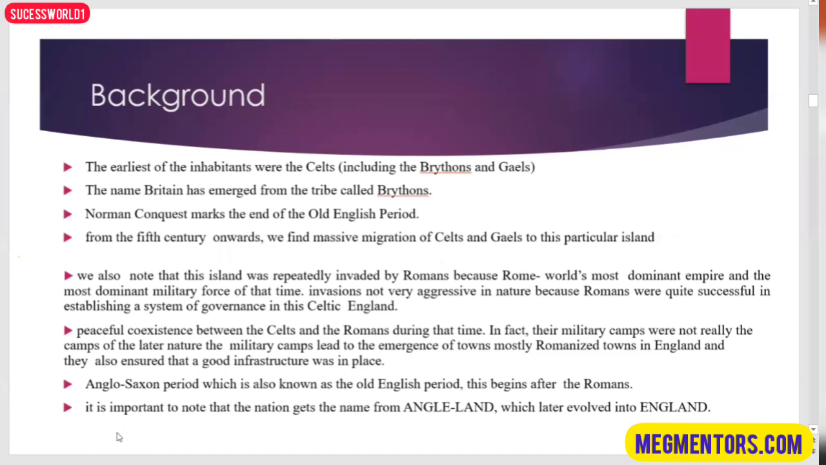Because these Roman people gave the Celts a sense of security, as they were very, very powerful on the military front. They later made military camps, and there was the emergence of towns, mostly Romanized towns in England. They also ensured that a good infrastructure was in place. So they weren't the aggressive types, but their presence was very constructive for the Celts. So they were existing happily with each other, very peacefully.